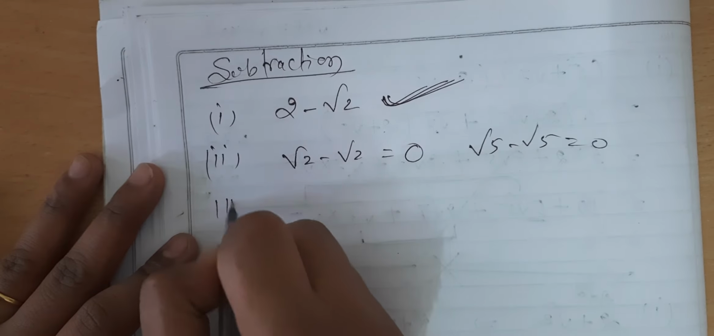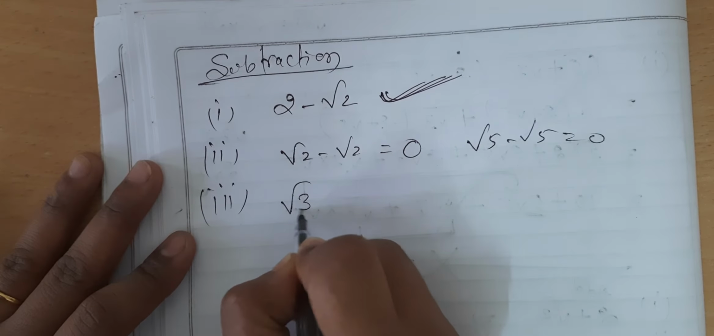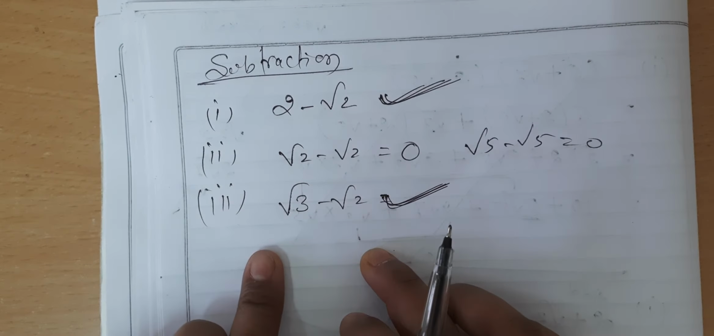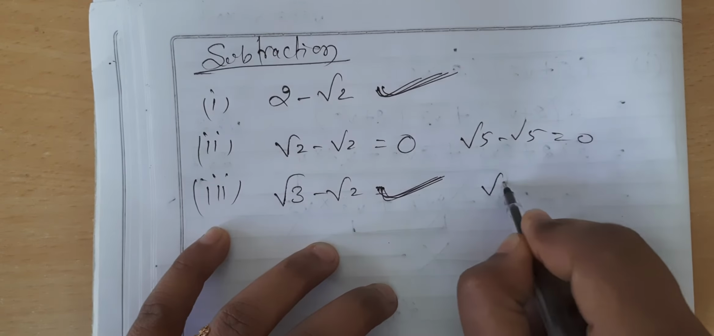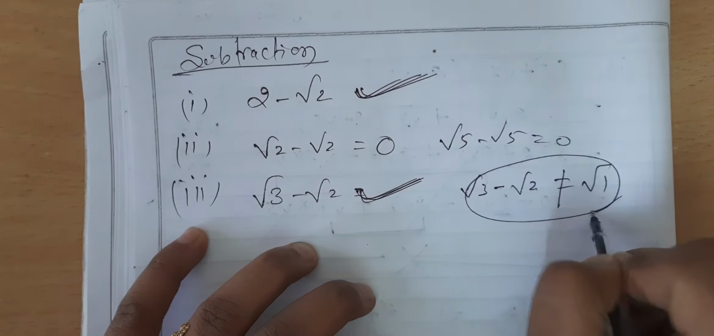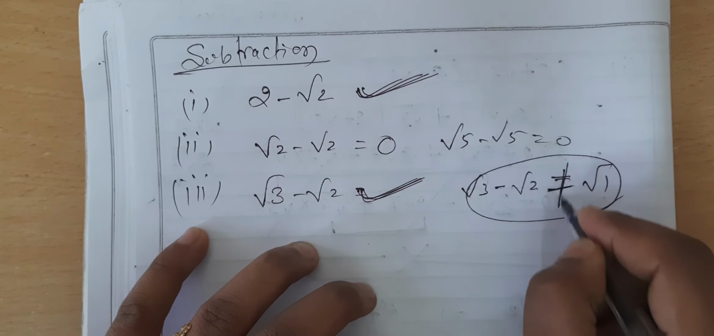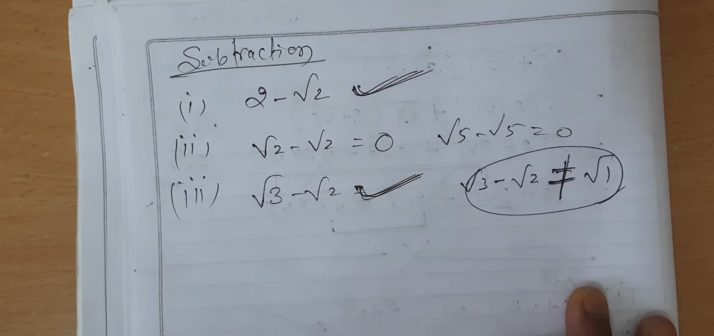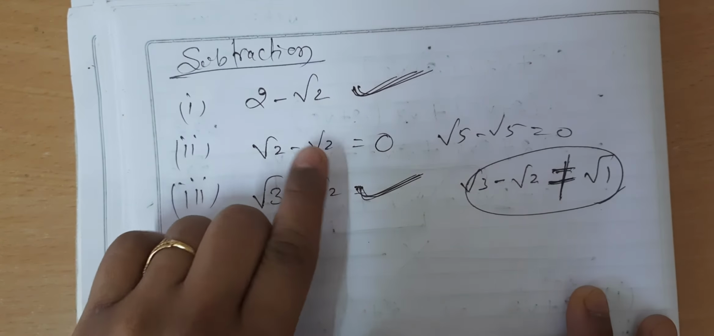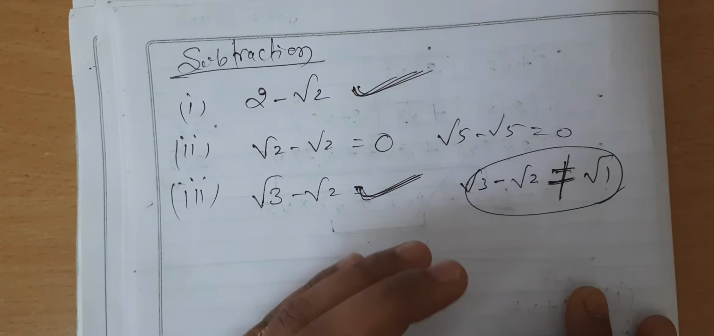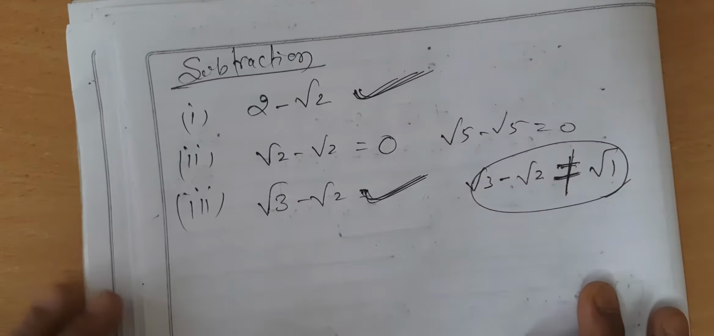What if the root is different? Suppose we have root 3 minus root 2, then this will be the only answer. Root 3 minus root 2 is not equal to root 1. Be careful. So again, what you have to keep in your mind: if the number within the root is same, then only we can perform the addition or subtraction.